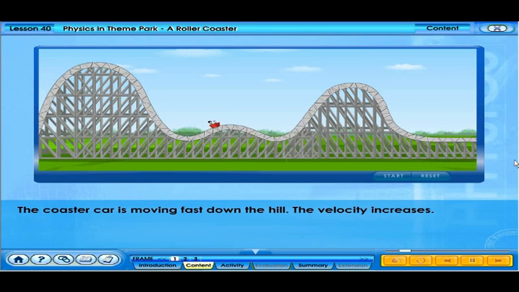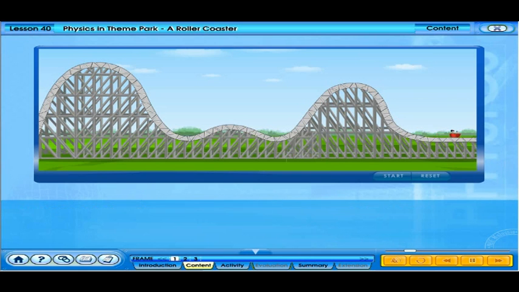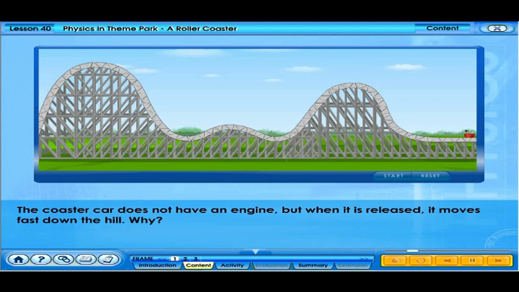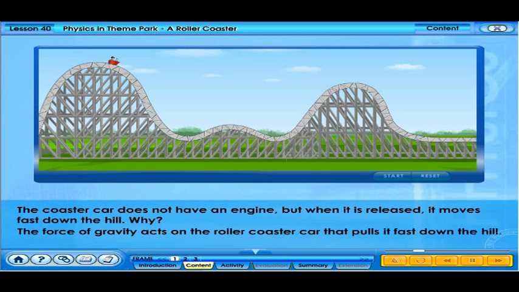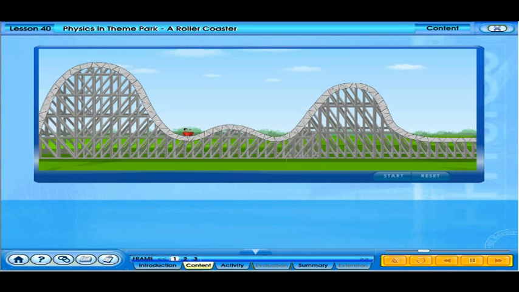The coaster car is moving fast down the hill. The velocity increases. The coaster car does not have an engine, but when it is released, it moves fast down the hill. Why? The force of gravity acts on the roller coaster car that pulls it fast down the hill.